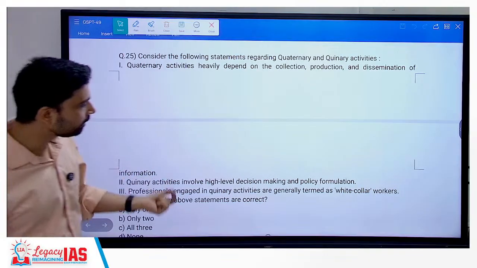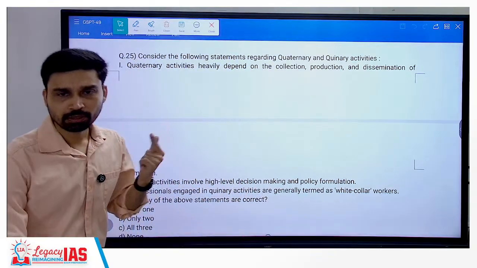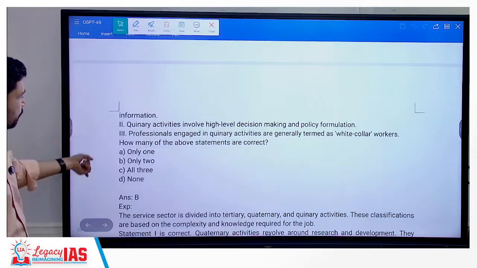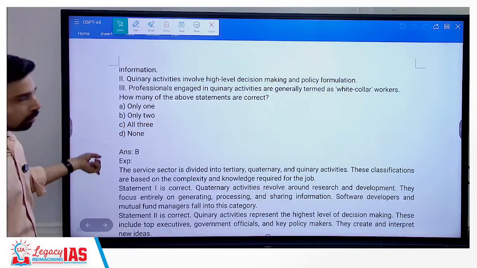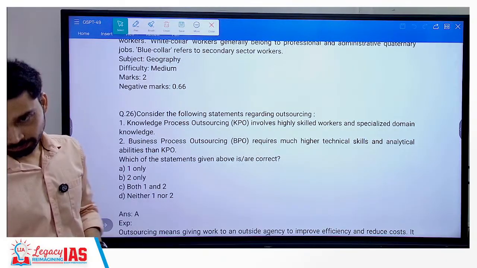Professionals engaged in quinary activities are generally termed as white collar. No, I told you in class, last to last, that they are called as which collar? Gold collar workers. So what is the correct option? B, only 2. Not white collar, they are called gold collar. White collar is the term for quaternary, right?